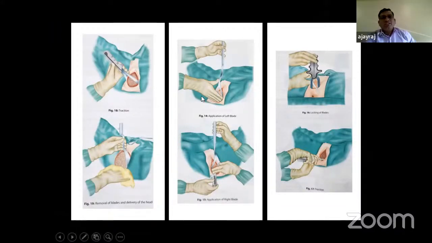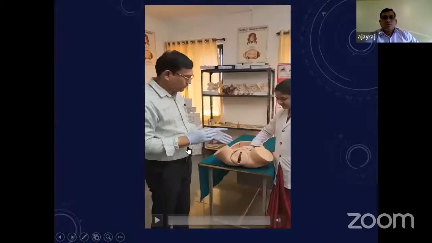So, in these images, we can see the forceps. This is the first application of the left blade, then application of the right blade. In this image, the blade has been applied appropriately and gradual traction is given. Here, episiotomy and traction. So here is one of the videos.